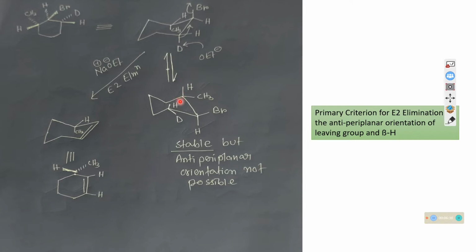So this is the more stable conformer, this is the less stable conformer. In the less stable conformer, anti-periplanarity between the beta deuterium and bromine leaving group is possible. That's why elimination occurs in this conformer, and we will get this type of cyclohexene compound. So this is the product. The product should not contain any deuterium. Let's see.